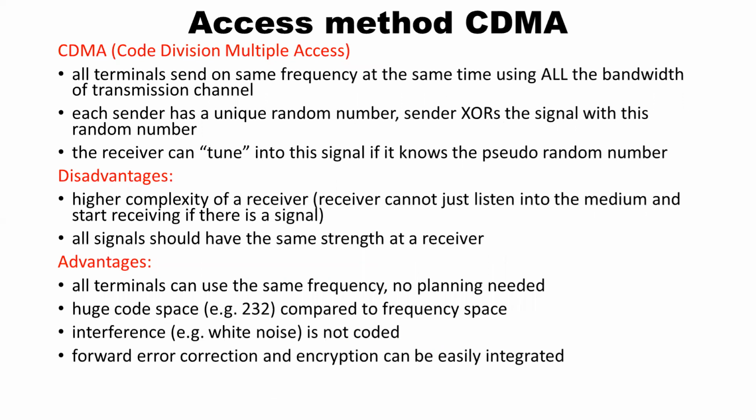Access method CDMA, code division multiple access. All terminals send on the same frequency at the same time using all the bandwidth of the transmission channel. Each sender has a unique pseudo random number. The sender spreads the signal with this random number. The receiver can tune into the signal if it knows the pseudo random number. Disadvantage: higher complexity of the receiver. All signals should have the same strength at the receiver.